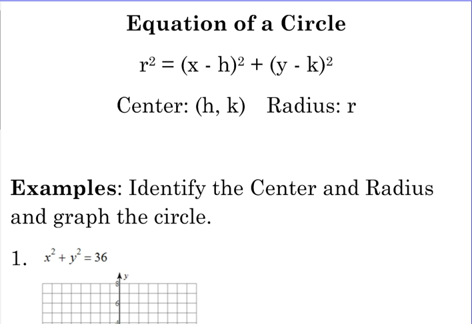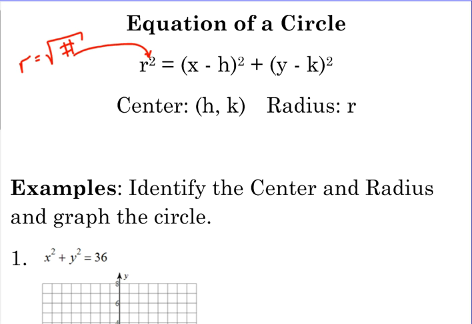Here's one of the most common mistakes people make. That constant on the opposite side of the equal sign is equal to r squared. So to find the radius, you have to take the square root of that number. To find the actual length of the radius, you have to take the square root of the number on the other side of the equal sign. I've got it on the left side here, and on your paper, I've got it on the right side. It doesn't matter. It's the number on the other side of the equal sign by itself.